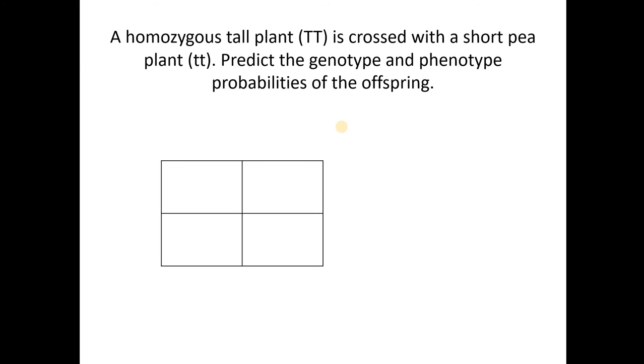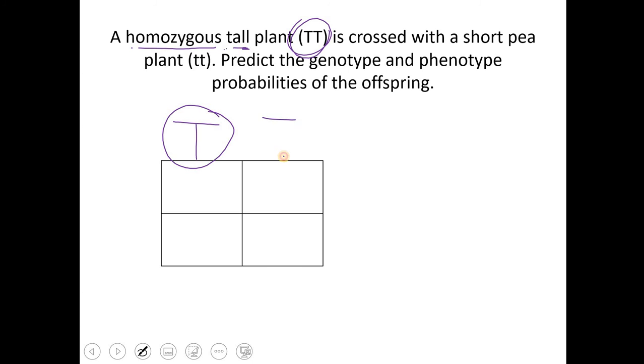All right, let's do another practice problem. A homozygous tall plant is crossed with a short pea plant. Predict the genotype and phenotype of the offspring. Now this one tells us homozygous. Homozygous means same. So they have to be T's, but they have to both be either big T or little t. And this one's tall, which is dominant. So we get 2 big T's.